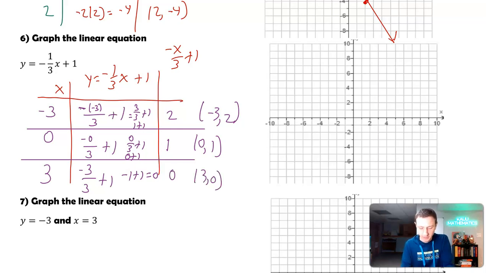Let's go ahead and plot these points. Negative 3, 2 is right here. 0, 1 is right here, and 3, 0 is right here. And if an equation is in standard form, and you're graphing and it's not making a straight line, then you probably have to go back and check your ordered pairs. But everything's checking out here so far. Oh, not too bad. Not great, not bad.